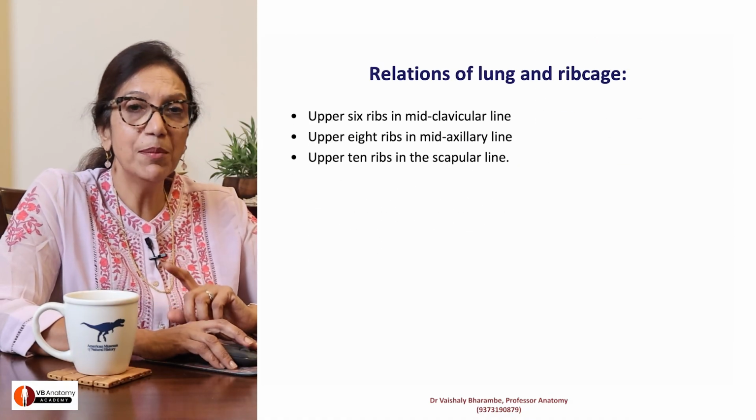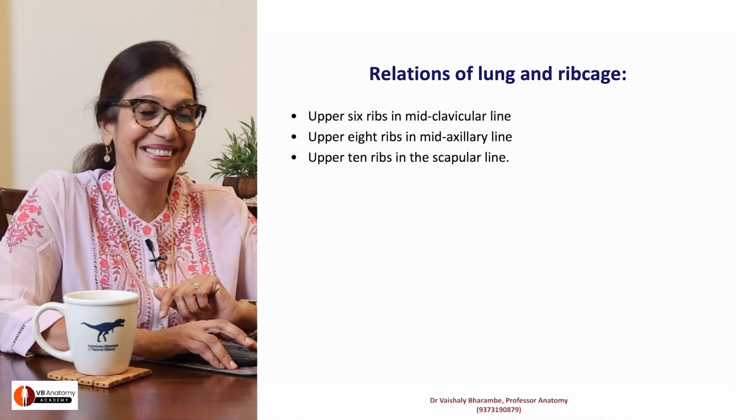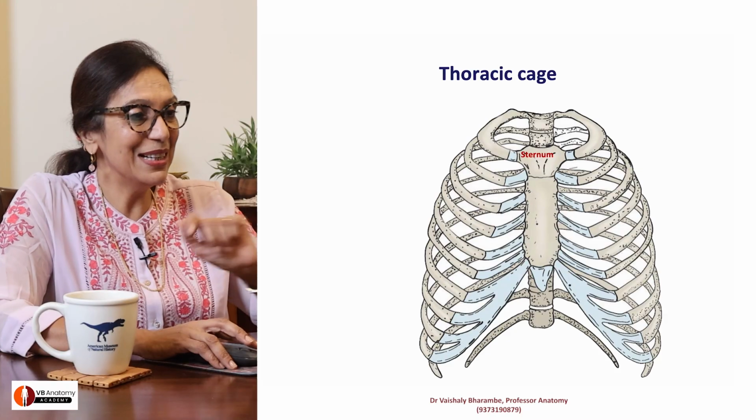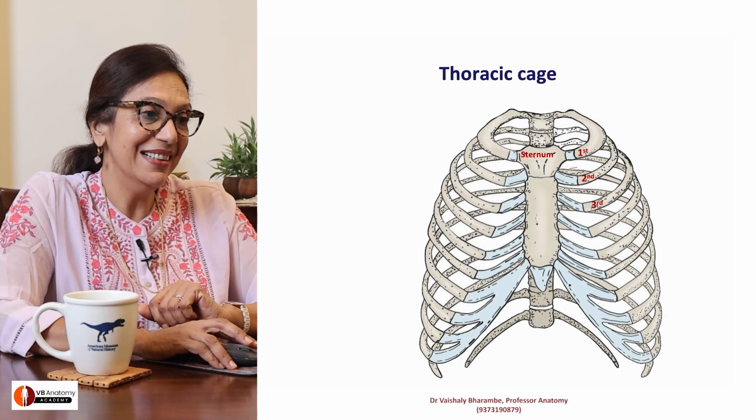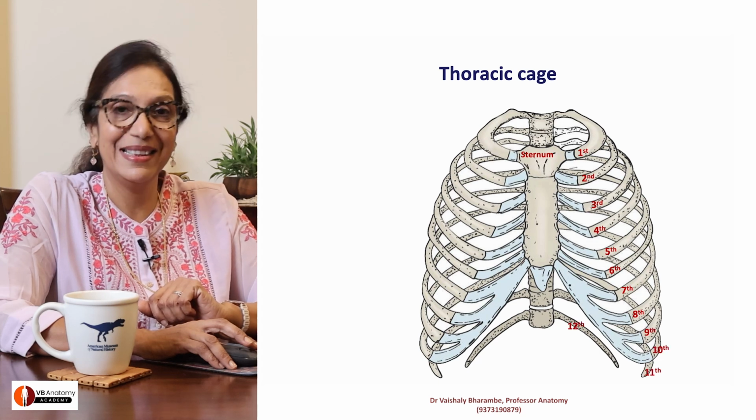Remember, there are some things which you must never forget. You remember. Come. So this is the thoracic cage. And these are the ribs, 1st to 12th, correct?